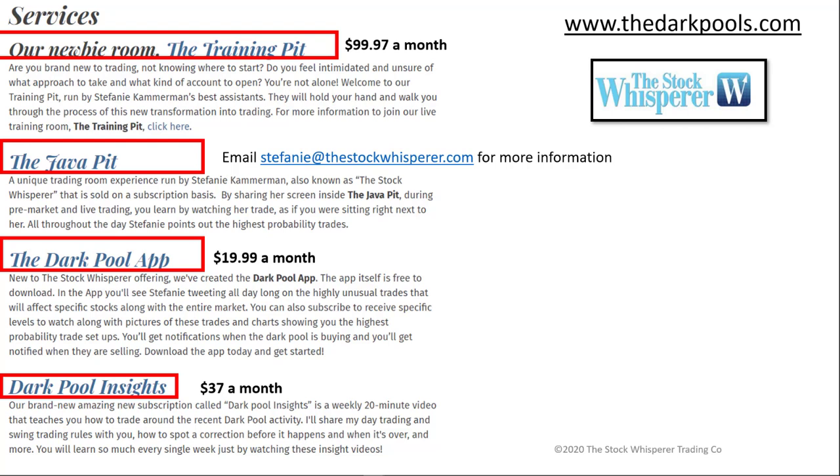And you know what? You will get a handle on this and learn. You have to experience it. The dark pool is something you have to watch for a little while. The best advice I could give you is paper trade. You're going to make mistakes. You're going to get things wrong. But again, if you want to learn, I highly suggest you come into the training pit.